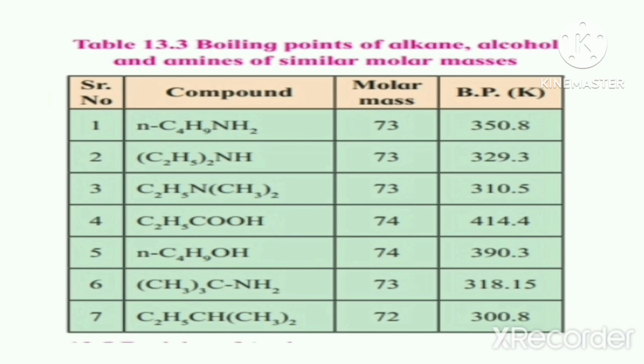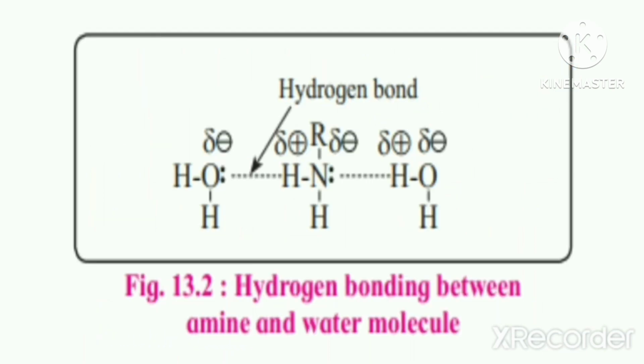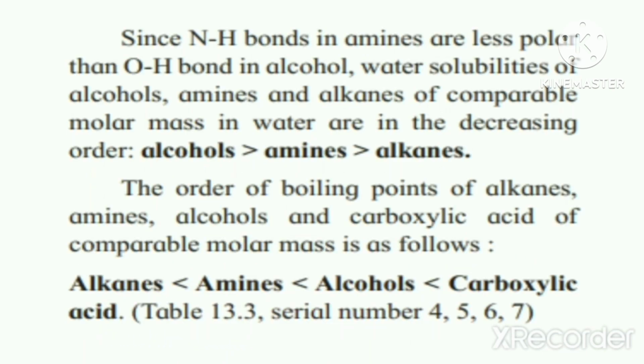And the sixth compound is tertiary butylamine. Molar mass is 73 and boiling point is 318.15 Kelvin. And the seventh and last compound is 1,1-dimethylpropane, having molar mass 72, but boiling point is 300.8 Kelvin. So this follows the order: alkanes, amines, alcohols, and carboxylic acids.